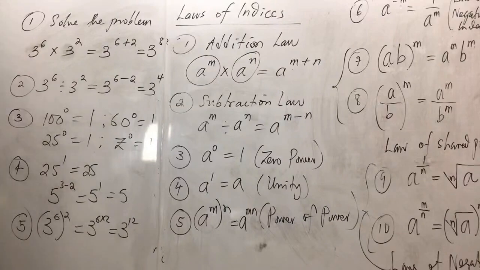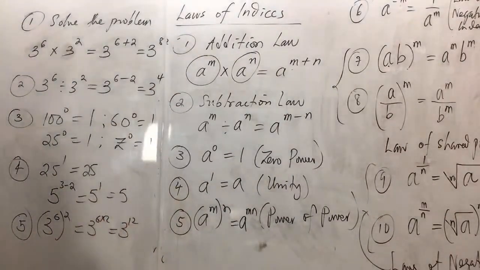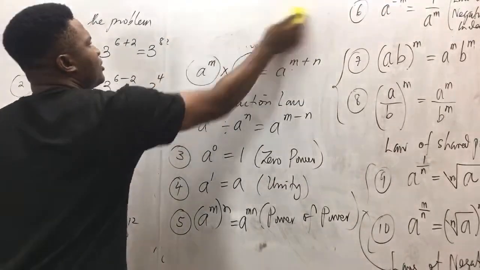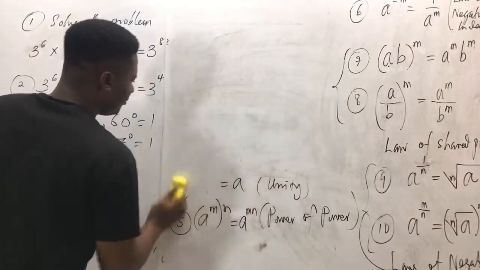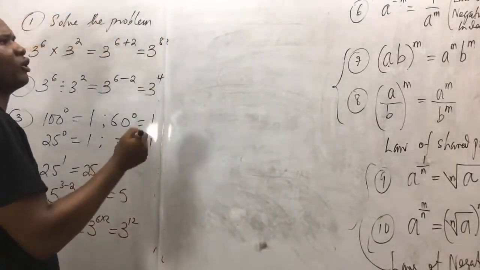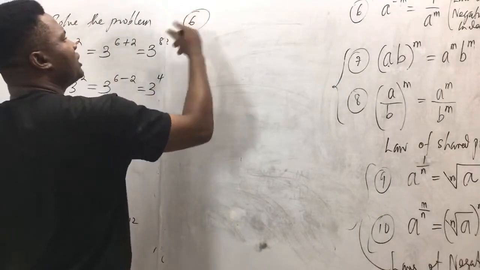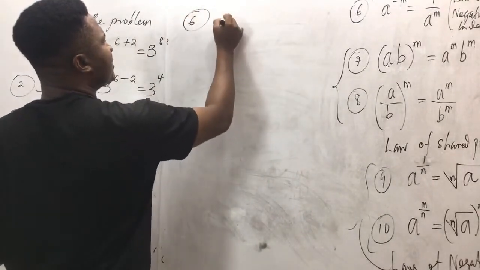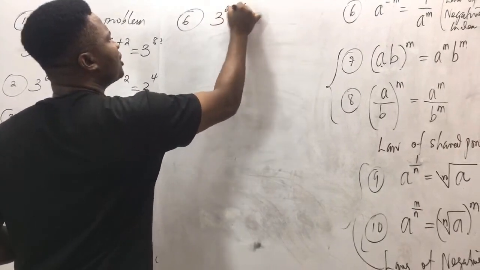Now, let's go over to an example on law number 6, the law of negative index. This law is used for solving problems like this. So, you end up having 3 raised to power 2 minus 6.